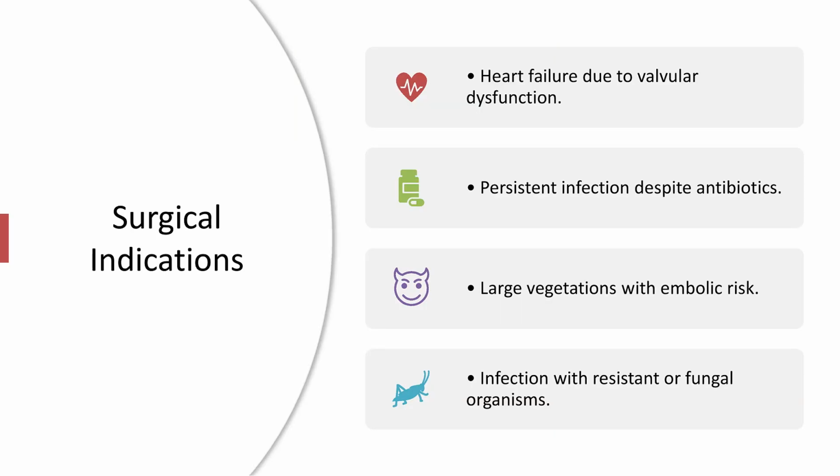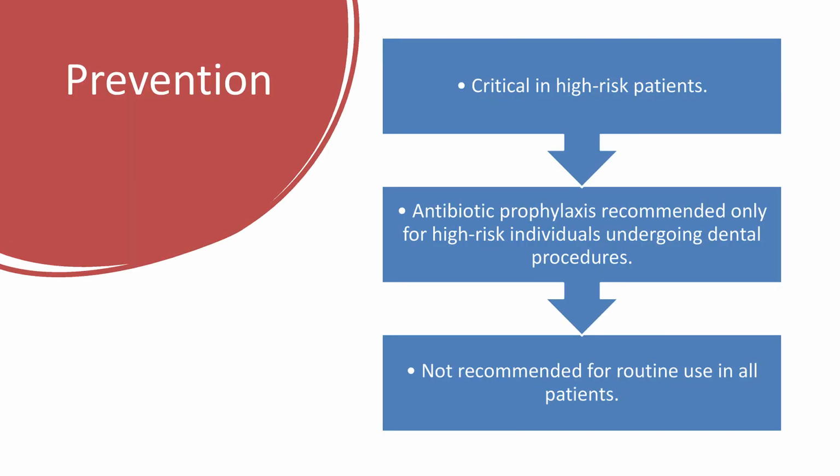Surgical indications. Surgical intervention is indicated when there is heart failure due to valvular dysfunction, persistent infection despite antibiotics, large vegetations with embolic risk, or infection with resistant or fungal organisms. Prevention. Prevention is critical, especially in high-risk patients. Current guidelines recommend antibiotic prophylaxis only for high-risk individuals undergoing dental procedures, not for routine use in all patients.